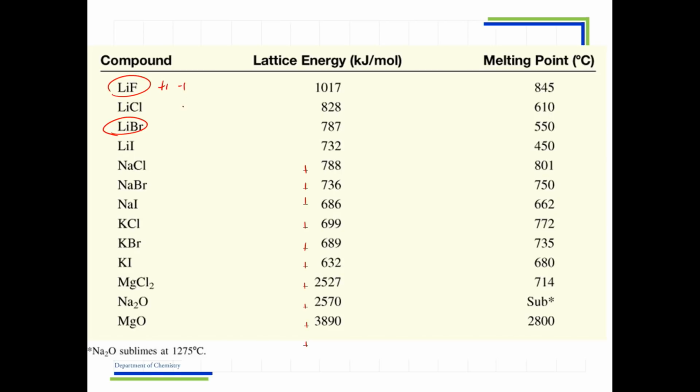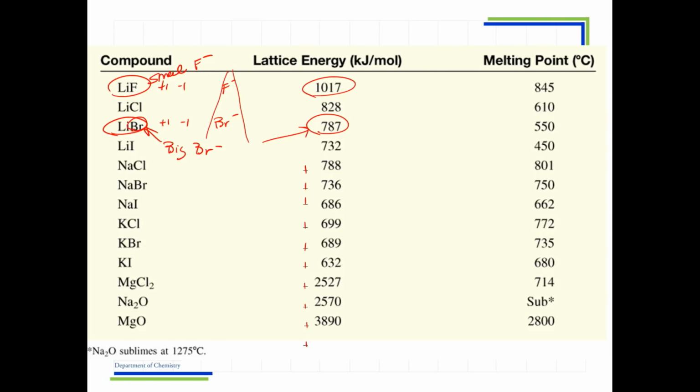We have a +1 with a -1, so their charges are the same, but something's affecting their lattice energy, and that is the size of the ion itself, okay? F- is higher on the periodic table than Br- is. And as we go down the periodic table, the ions get a bigger and bigger radius. So the bigger the ion, the smaller the lattice energy when you compare these two. This is a small ion, small F- versus a big Br-. The big Br- is resulting in a smaller lattice energy.